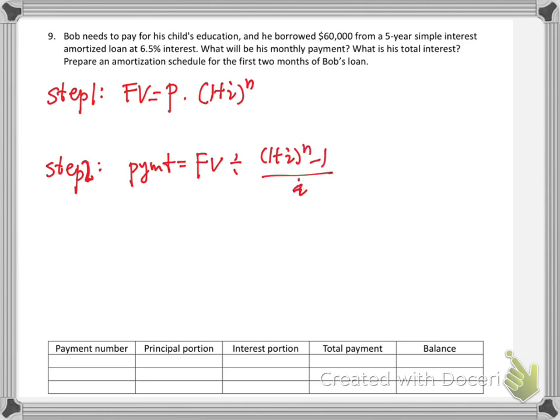Okay, and then after you find the monthly payment, so this is the schedule, and this is the column for monthly payment, right? So every month we put the same number down here. Okay, so now let's try to calculate.